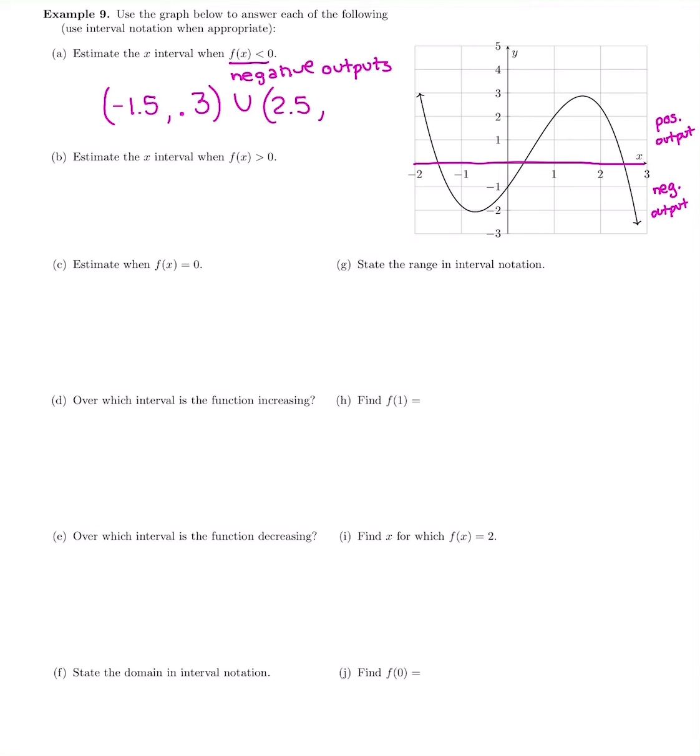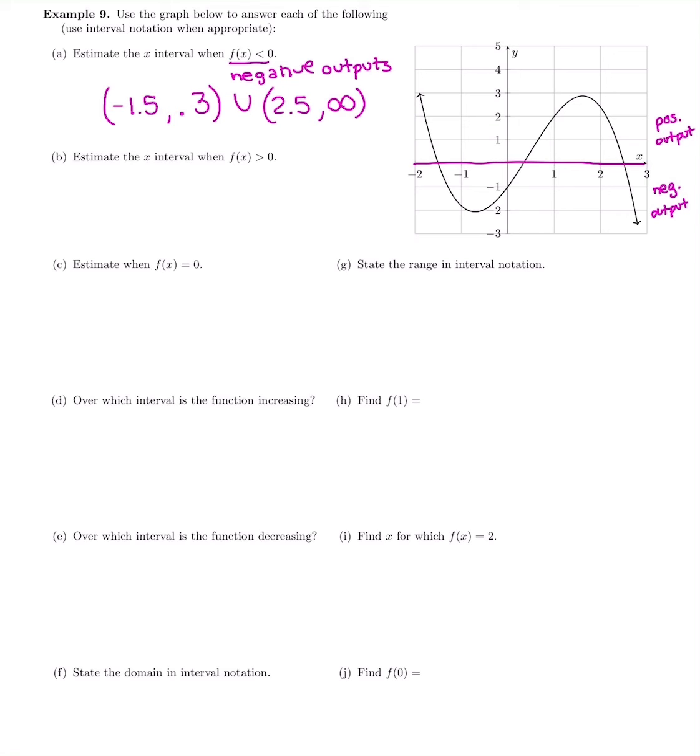So we're going to have an open parentheses. This is going to go all the way to x's infinity. It's going to keep going down as we go further out to the right. So lots of negative outputs following that arrow down.